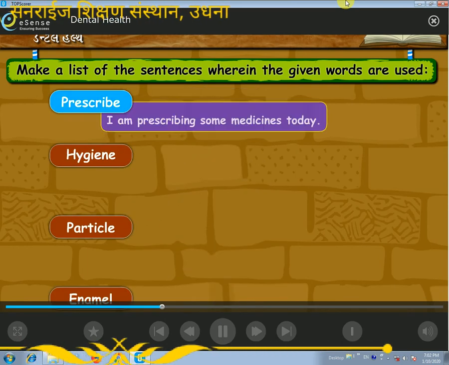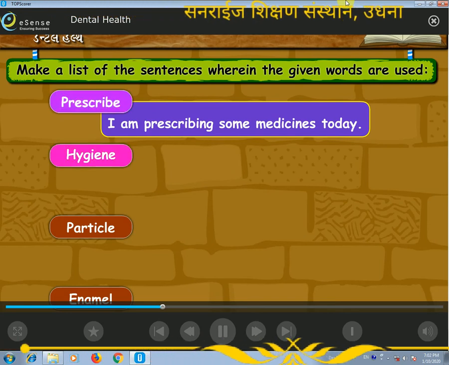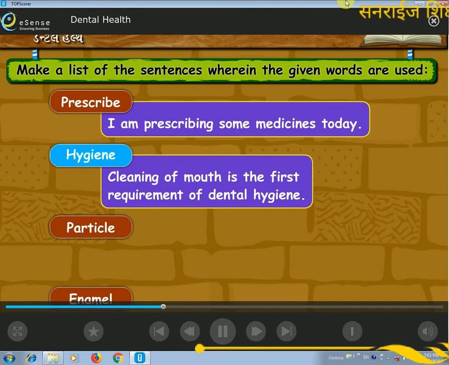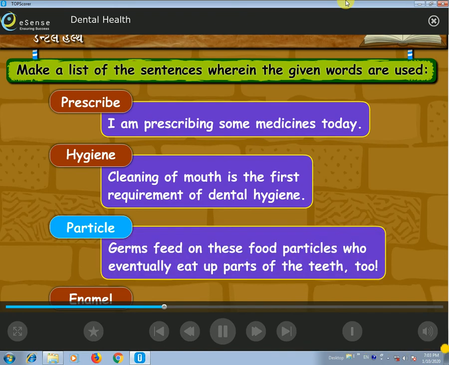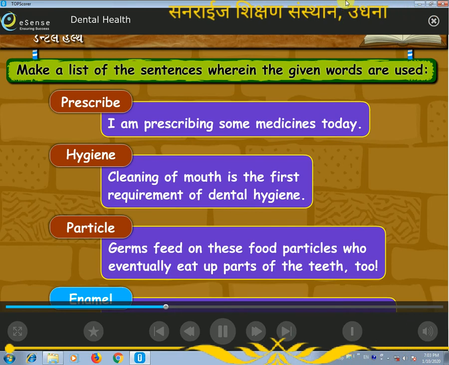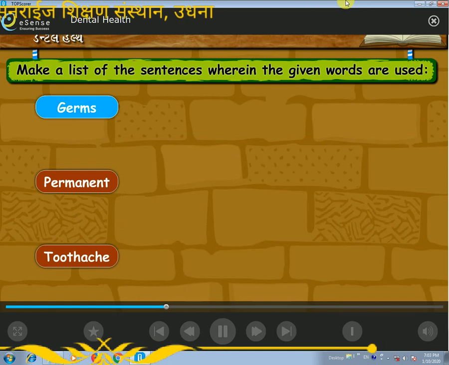Now let us make a list of sentences wherein the given words are used. Prescribe. I am prescribing some medicines today. Hygiene. Cleaning of the mouth is the first requirement of dental hygiene. Particles. Germs feed on these food particles and eventually eat up parts of the teeth too. Enamel. The uppermost white layer is called enamel.